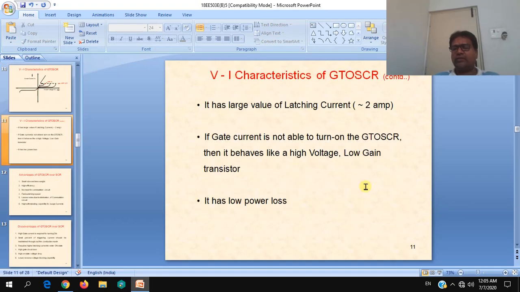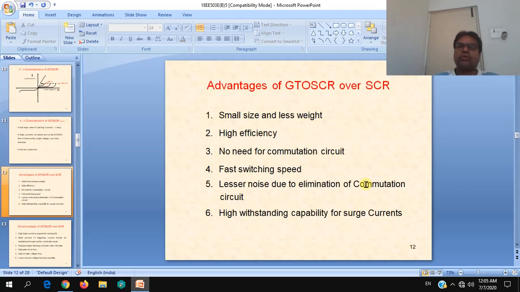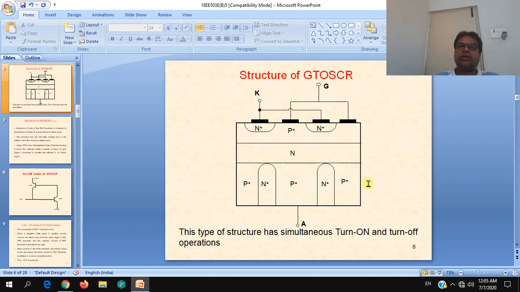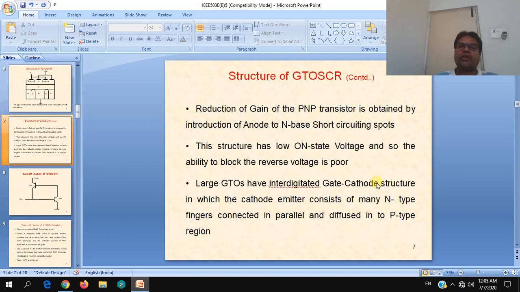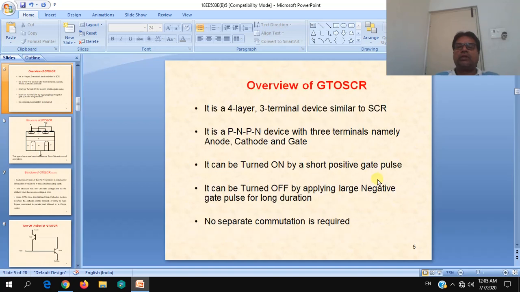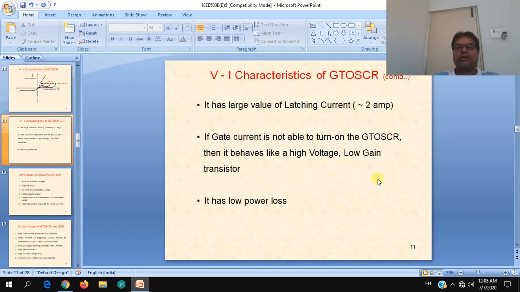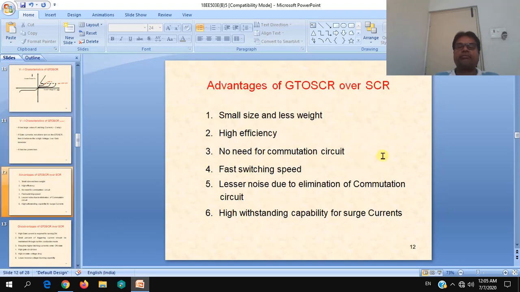So far whatever we have discussed, GTO SCR has got certain advantages over SCR, but there are some disadvantages also. But when the same rated SCR and GTO SCR are compared, these are the advantages. Obviously, there is no need for a commutation circuit. It can be turned off by applying just a negative pulse between gate and cathode.